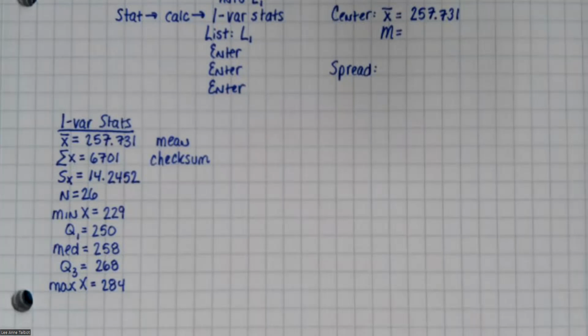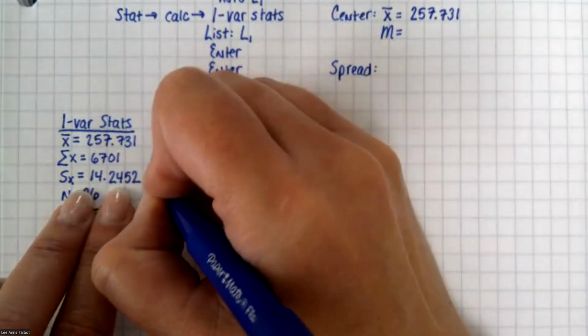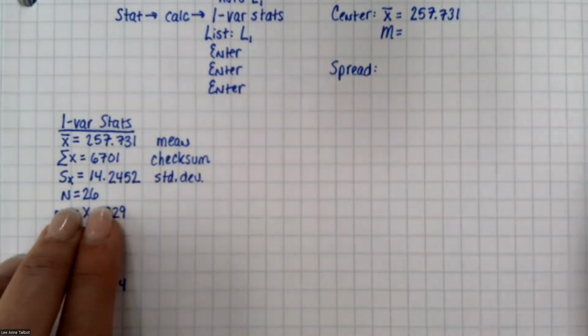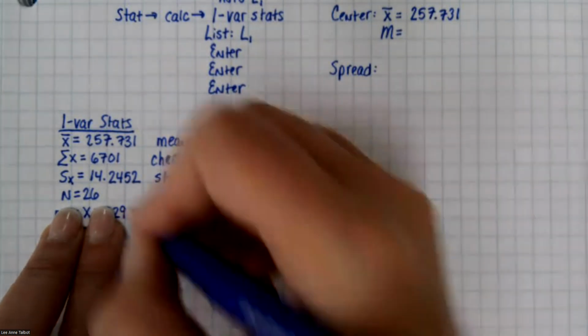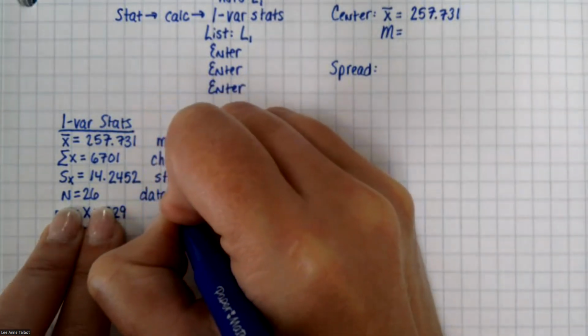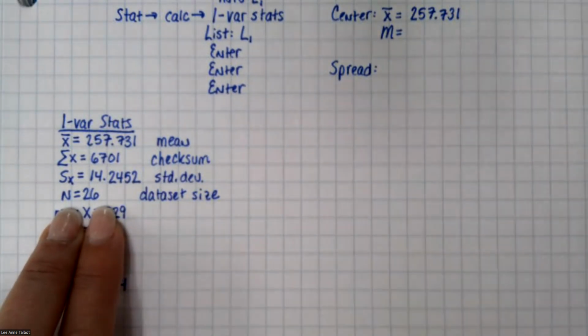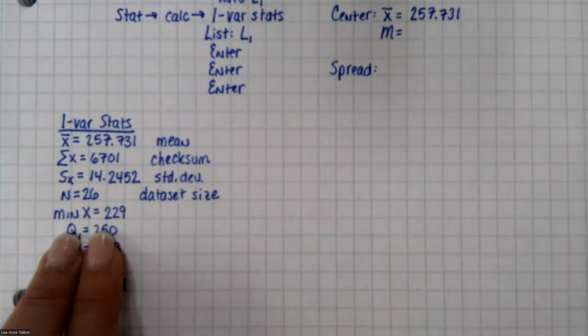A lot of times in the CPM book, they'll give you the checksum so that you know when you do one variable stats, you didn't type a number wrong. We're not going to use it for math. We use it to check to make sure that we didn't type something wrong. It's really easy to type numbers wrong into L1. Okay, this is your standard deviation. n equals 26 is how many numbers you typed into the list.